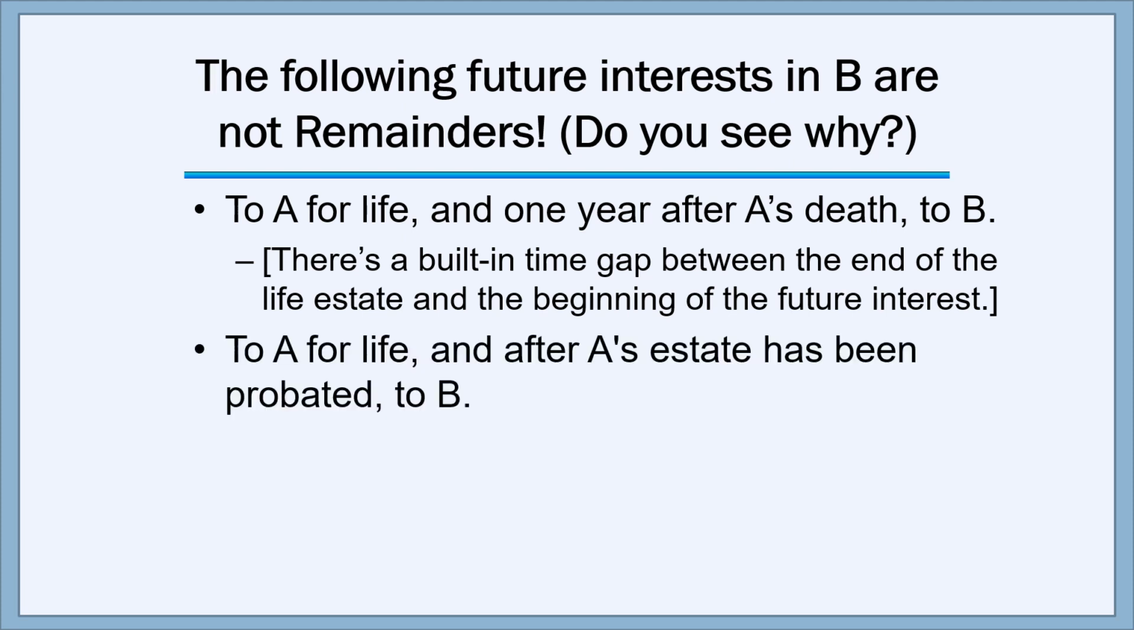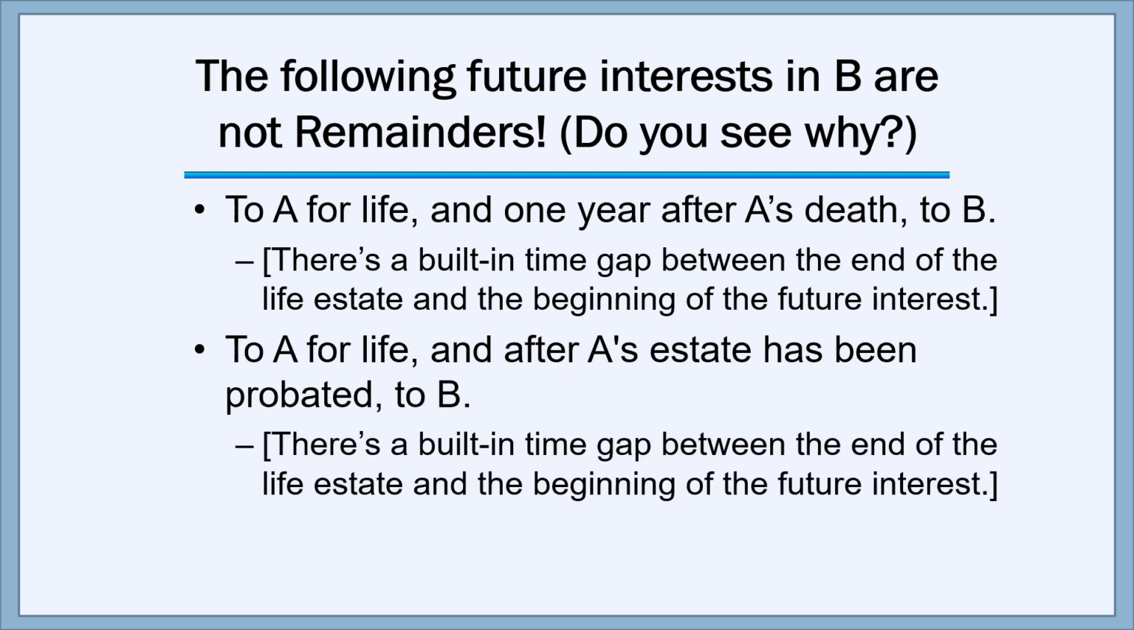Here's another example that has a built-in time gap, but perhaps it's not so obvious. It says to A for life, and after A's estate has been probated, to B. Well, I don't know how long it will take to get A's estate probated, but it won't happen instantaneously, that's for sure. Chances are it will take at least a few weeks and more likely several months or possibly even a year or more. But the point is that there is a built-in time gap between the end of the life estate and the beginning of the future interest, and therefore B's estate cannot be a remainder.